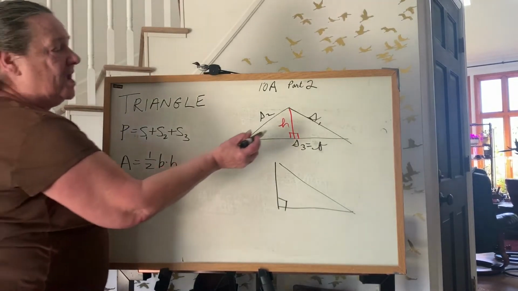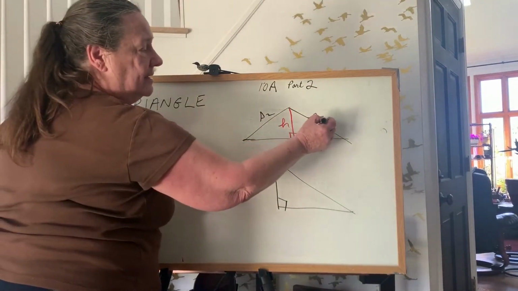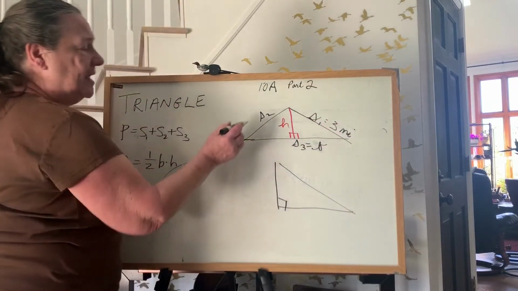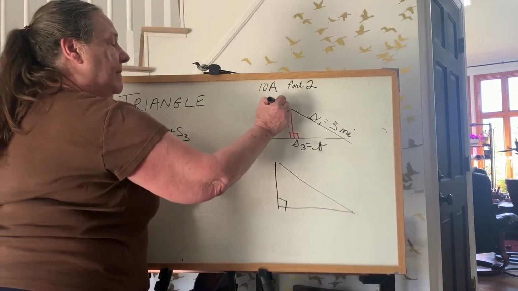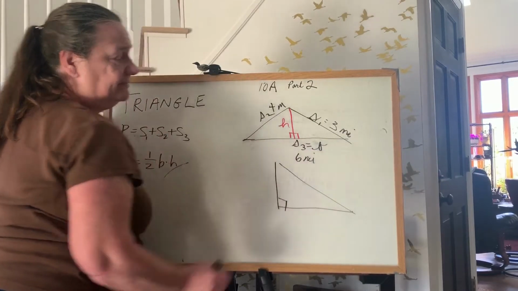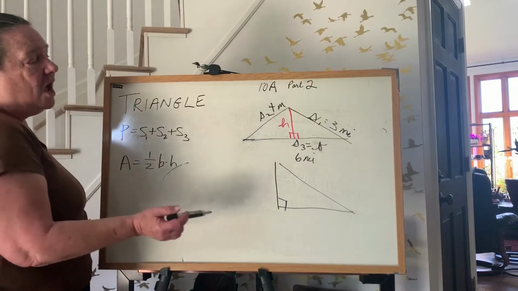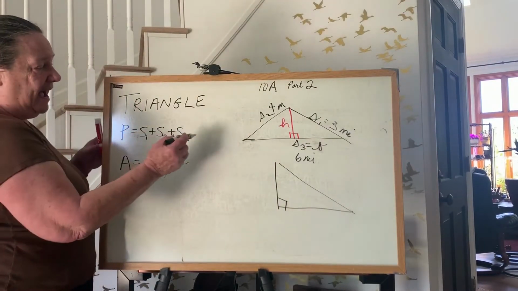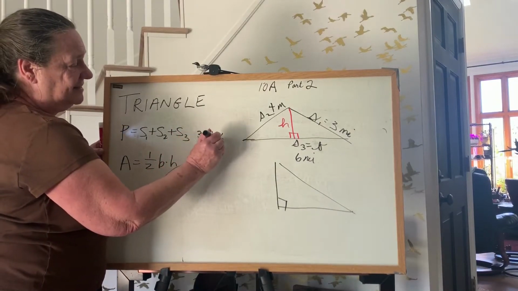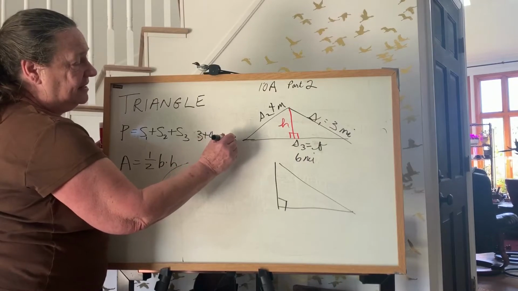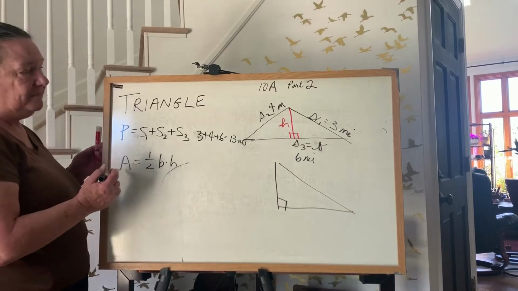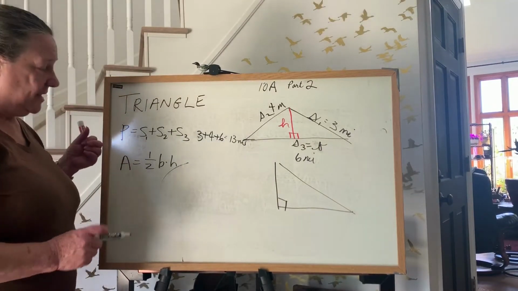I'm sorry. So I'll just call side 1 3 miles. Side 2 will be 4 miles. And side 3 will be 6 miles. I made up those numbers. They might not be pretty. Okay, so if I was going to add them, I'd say 3 plus 4 plus 6 is 13 miles because it's a singular unit. That's really simple. But now the area, that's a little bit harder.